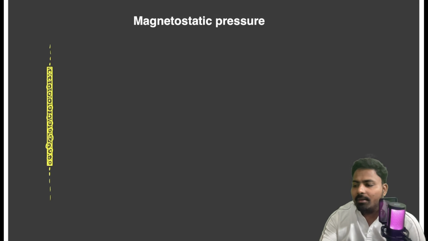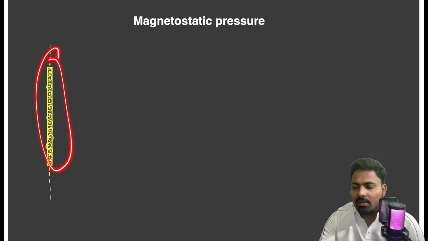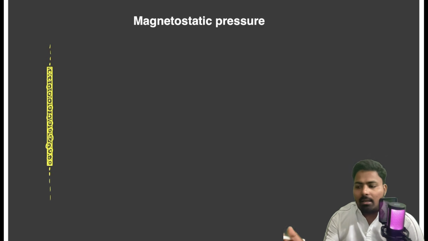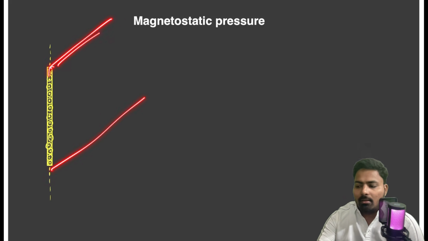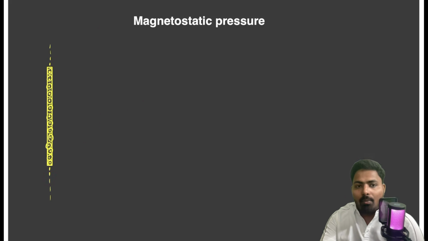So let's say there is an infinite sheet carrying current, which we are seeing in side view. The sheet is into the plane, carrying a uniform current given by current per unit length, K. By using Ampere's circuital law, we can find the field over here.